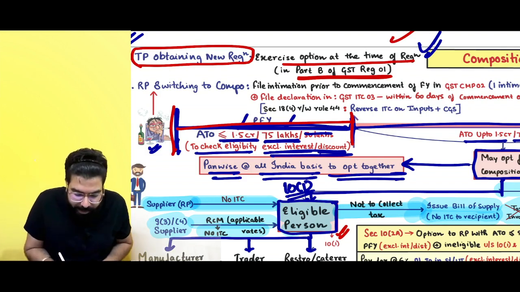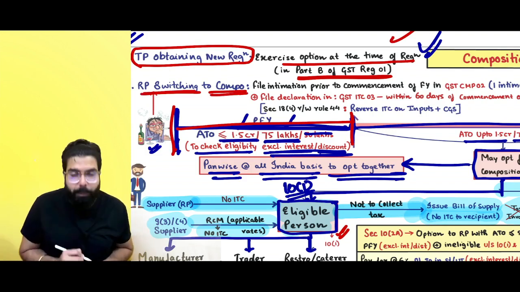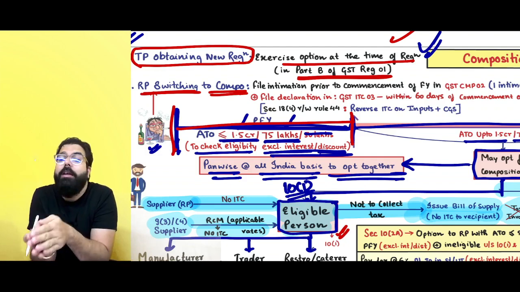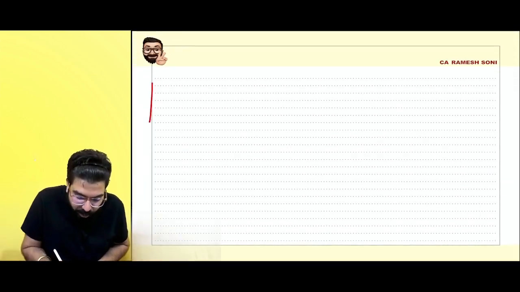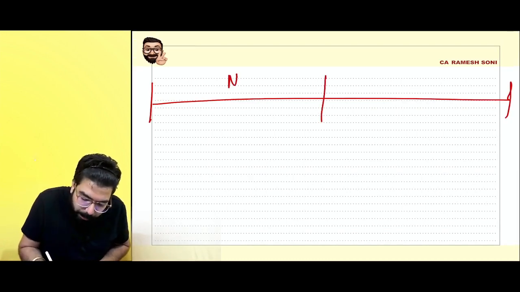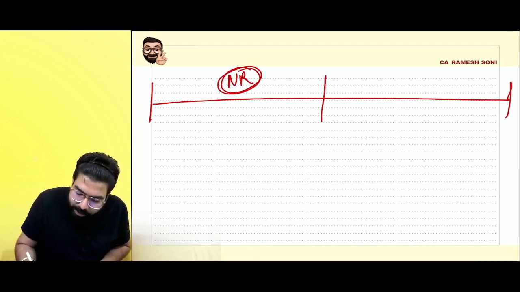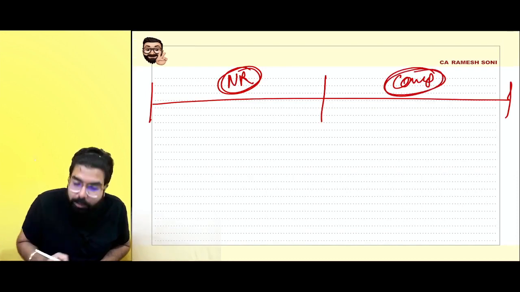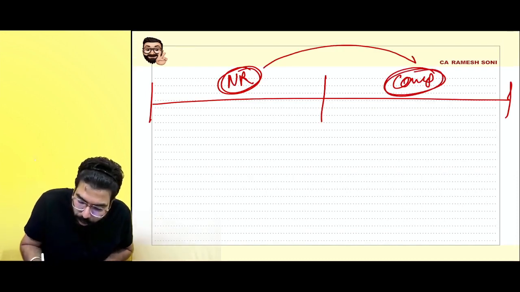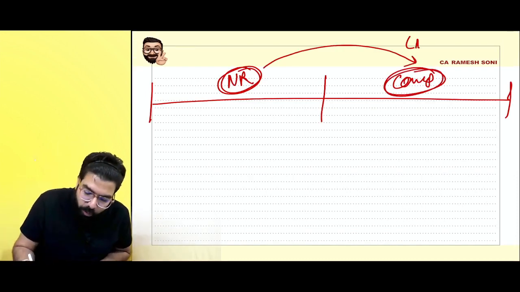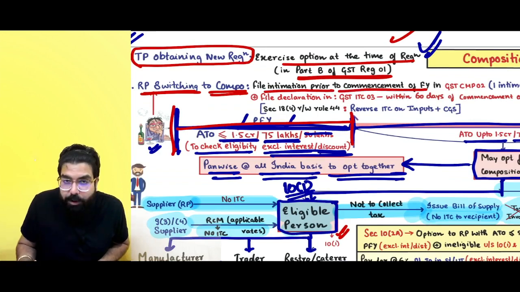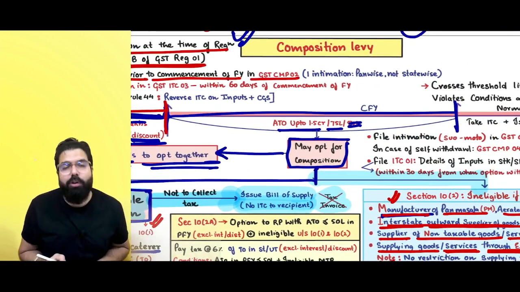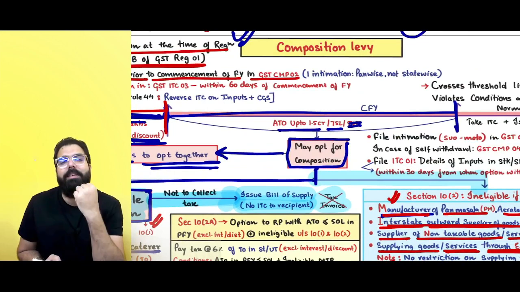The second option is a registered person switching to composition. Everyone listen to me very carefully over here. You were a normal person, you had taken a normal registration. Now you want to switch to composition. Always remember, whenever you are switching to composition, you have to go ahead and file CMP 02. You have to file an intimation prior to commencement of the financial year in CMP 02. Supposing you have 3 branches in 3 states.